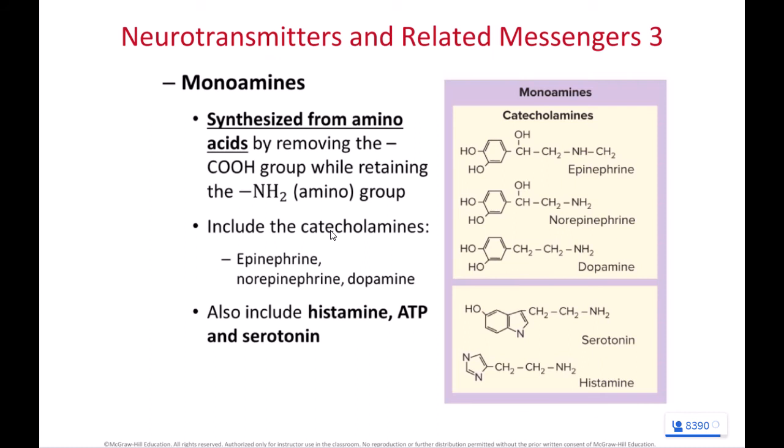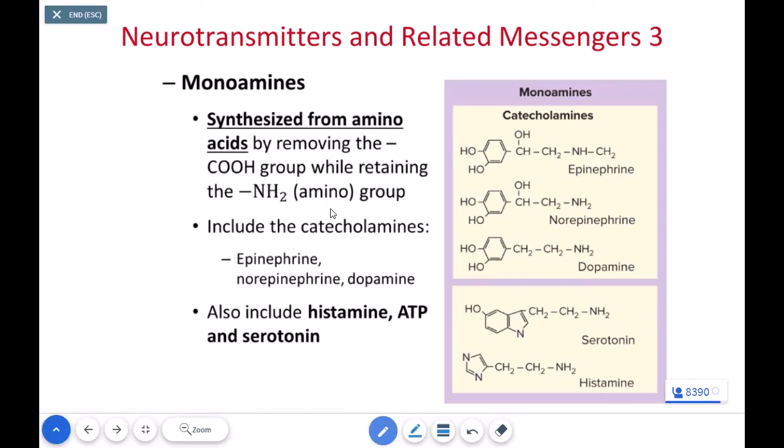Some other neurotransmitters are going to be the monoamines. When we look at the root words of this name, mono means one. Amine refers to an organic functional group that contains nitrogen. So our monoamines need to have an NH2, an amino functional group, and they're also going to have their carboxylic acid functional group removed. Because they've had their carboxylic acid functional group removed, these are not amino acids, they're just monoamines.